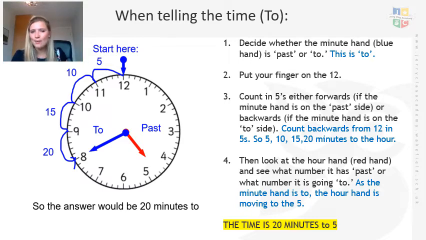Now when we look at the hour hand, because it is going to, we can see which number the hour is trying to get to. So we can see that it's trying to get to the 5, so that would be 20 minutes to 5. Okay, I'd like you to now have a go at the next slide, the next questions. These are on Seesaw for you to access, and I'd like you to have a go at working through these to work out the answers, and then I will go through them.